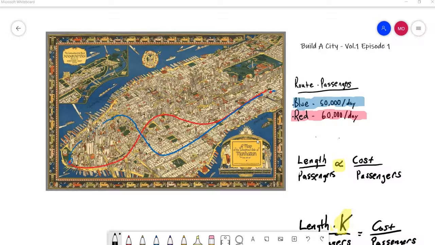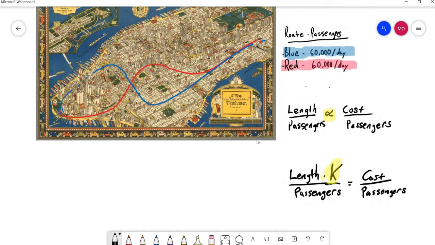Now, consider that I want to have the most cost-effective route. What would you have to consider? If each route costs the same per mile to build, then we could just say the decision would be based upon the length of the route. The shortest length would win because the length is proportional to the cost. What I mean by proportional is that there's a constant k times the length that will equal the cost.